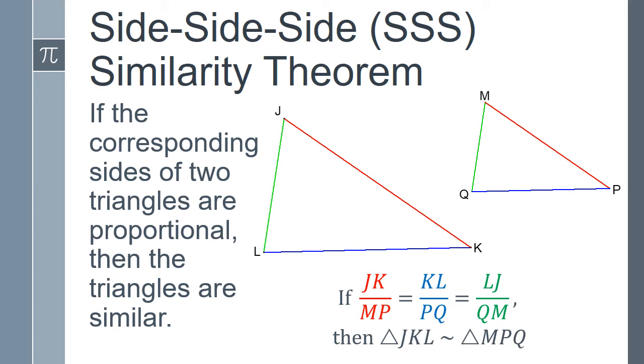Okay, so the side-side-side similarity theorem states that if the corresponding sides of two triangles are proportional, then the triangles are similar. So you'll notice these are in red. If JK over MP is equal to KL over PQ in blue, which is equal to LJ over QM, we would have two similar triangles. Triangle JKL would be similar to triangle MPQ. When do we have to use this? We have to use this when we don't have any information at all about any angles.